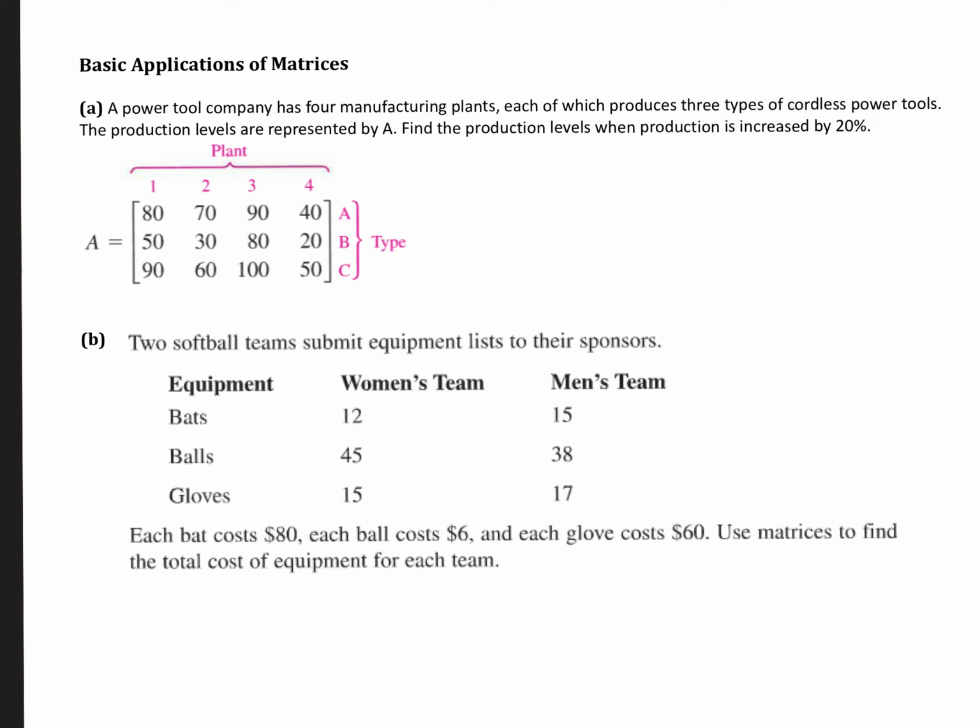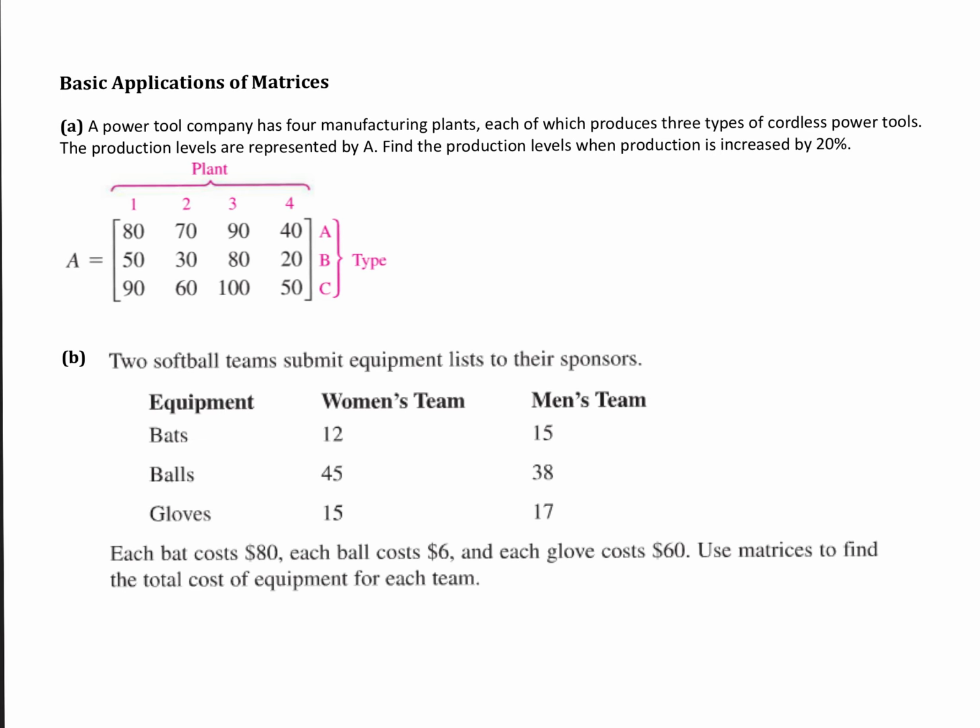So what I've done is I've organized it so that my plants are the columns and the type of power tool are the rows. So if I wanted to know how many of type B are being produced in plant 3, I go to my column for plant 3 and I look at type B, the second row. And I can see that plant 3 is producing 80, right? That's the least amount that they produce of the 3 types at plant 3.